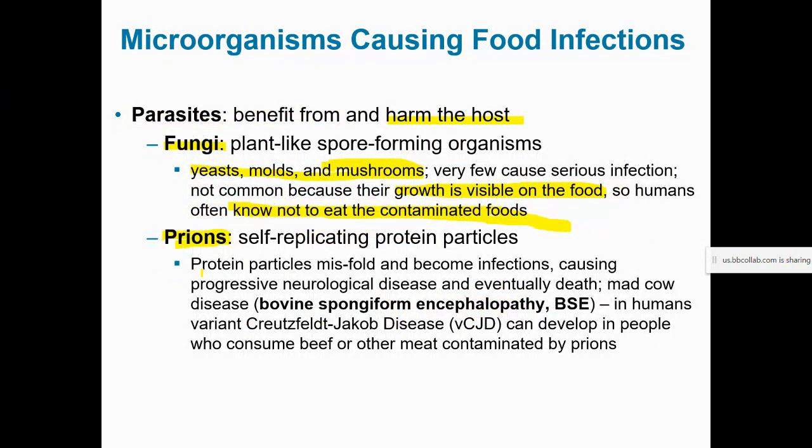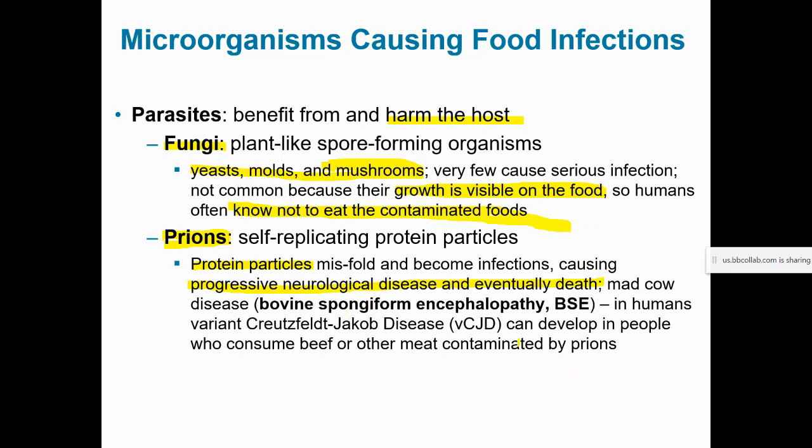And then prions are these really interesting protein particles that misfold and then start to infect other cells and other proteins. They cause this cascade effect of misshapen proteins that, as you might remember, if a protein is misshapen, it doesn't do its job correctly. So what we typically see from infection with prions is progressive, especially neurological disease, and ultimately death.